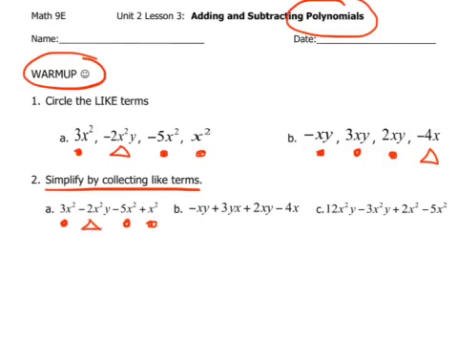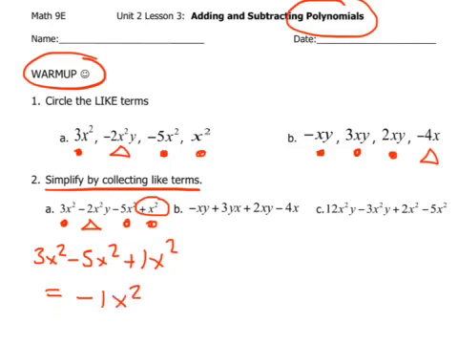So it would mean that you're going to add the 3x squared minus the 5x squared plus the x squared, which is the same as 1x squared. So that would be negative 2x squared plus 1. So negative 2x squared plus 1 would be negative 1x squared. But the only one that would be different would be this one. So you just write it at the end, minus 2x squared y.